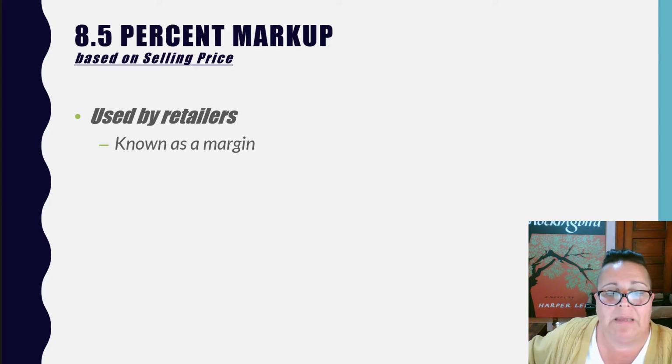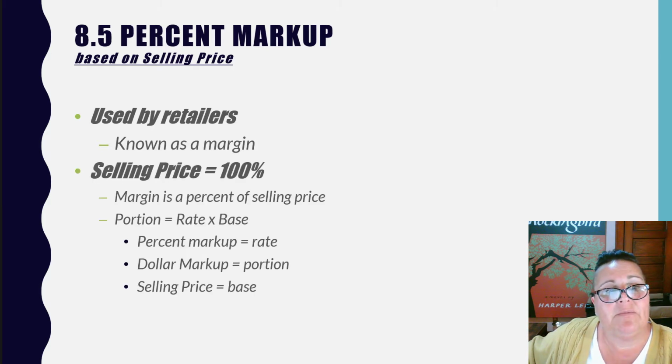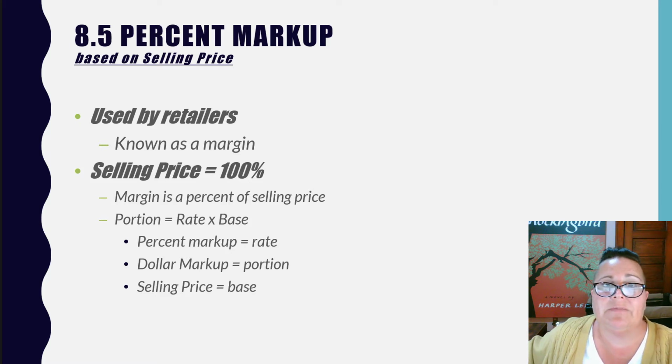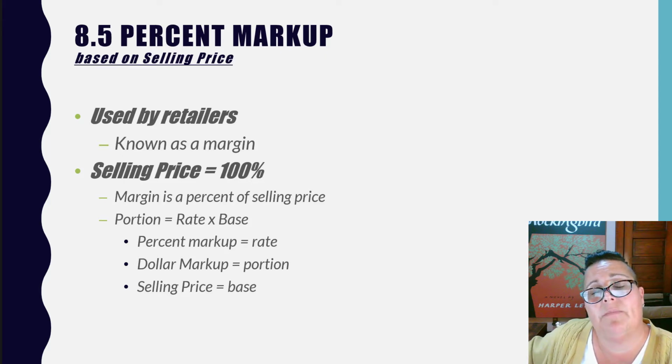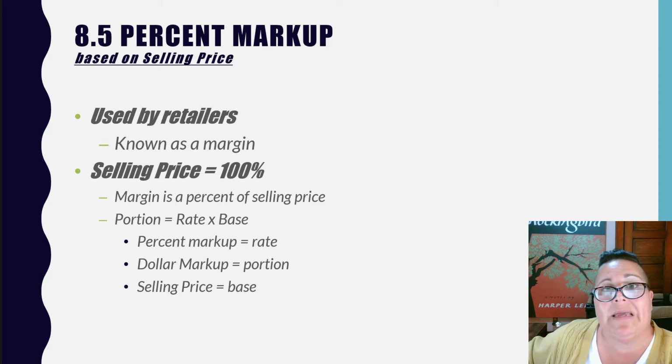Okay. In a markup based on selling price, the selling price is the base. It is the 100%. The margin or markup is a percent or portion of that selling price. We find a portion using rate times base. So what it comes down to is our percent markup is our rate. The dollar amount of the markup or margin is our portion. And the selling price is our base.